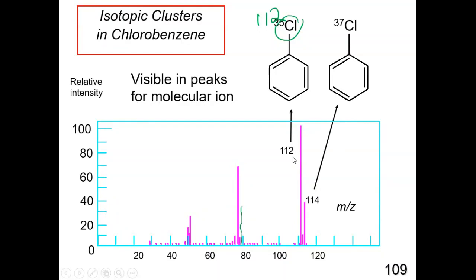And what confirmed this assignment is that the peak at 114 indeed has intensity about 1/3 of the 112, because the natural abundance of chlorine 37 is about 1/3 of chlorine 35. Okay, so the fact that we do see these two peaks confirms that we have chlorine in the molecular ion. On the other hand, if you look at this peak, this has a mass-to-charge ratio of about 77.